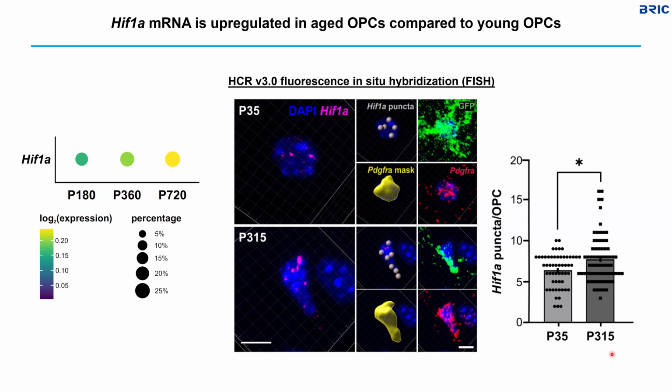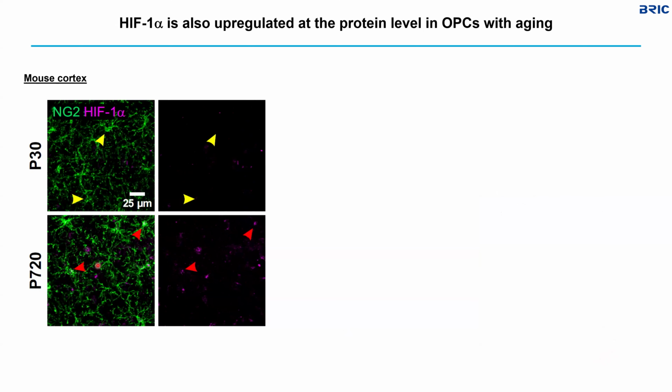We can also look at the protein of HIF-1 alpha to see if HIF-1 alpha is upregulated not only at the mRNA level, but also at the protein level. So we used a HIF-1 alpha protein antibody to stain the mouse cortex with NG2 as the marker for OPCs. And we can see that compared to P30, P70 brain has a lot more HIF-1 alpha immunoreactivity throughout the brain, and some of them actually co-localize with NG2 marker.